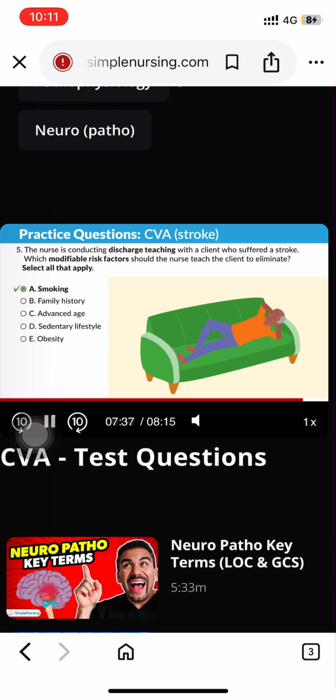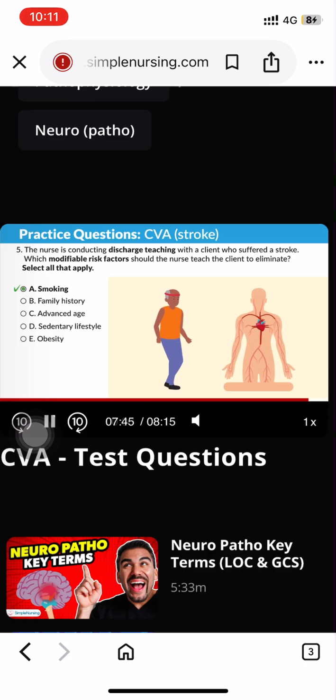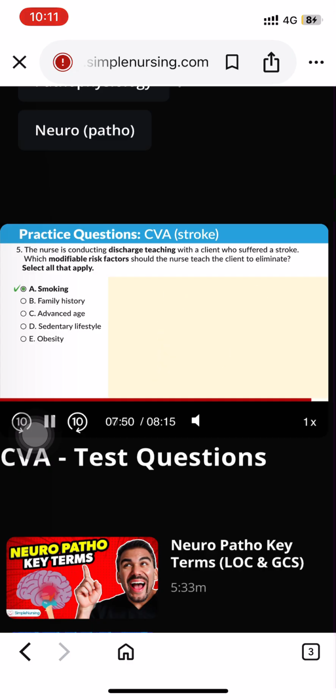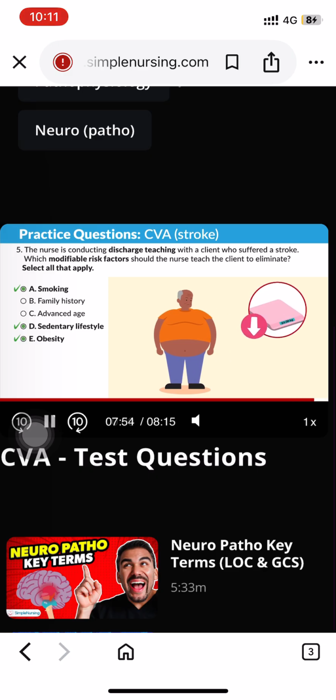A sedentary lifestyle. Remember, sedentary is that sitting lifestyle, basically that lazy lifestyle. Clients can get up and walk around and move the blood around the body, increasing that circulation. And option E is also correct, that obesity. Clients can always lose weight and feel great. So option A, D, and E are correct here.